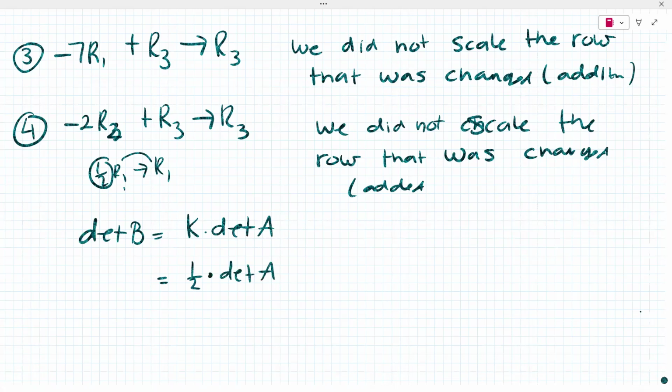And we know that the determinant of B was negative 20 from the triangular matrix, right? Remember when we did all those zeros and then multiplied the diagonal, we got negative 20. So now we can find determinant A by getting rid of this 1/2 by multiplying both sides by 2. So determinant of A is equal to negative 40.